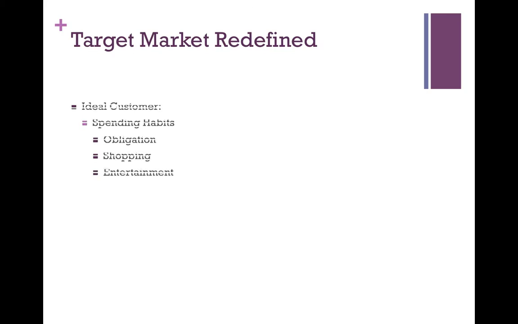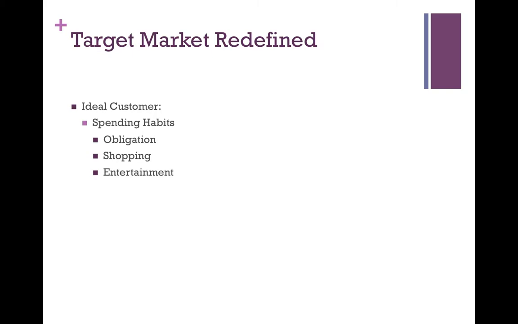One of the other things you want to do in identifying your ideal customer is identifying their spending habits. You want to know where their money is going in terms of obligations, such as paying the mortgage or paying rent, paying for vehicles, paying for children's educational activities or sports activities. You also want to figure out what their spending habits on shopping are. Do they shop during Christmas time, birthdays? Are they impulsive shoppers? Are they frugal shoppers? Are they always looking for the bargain?